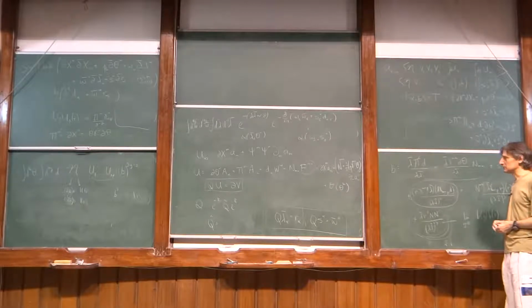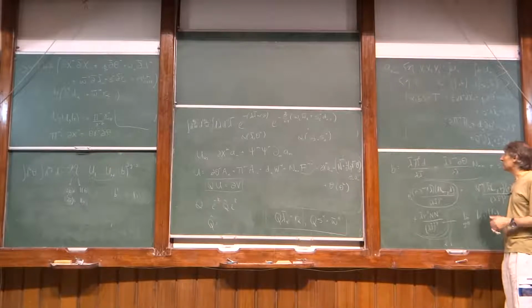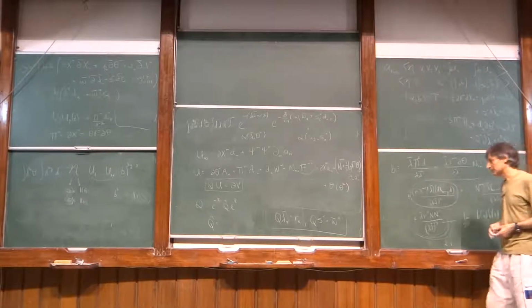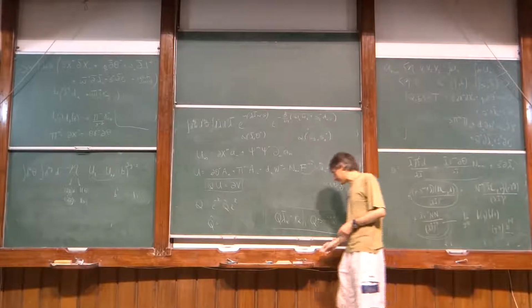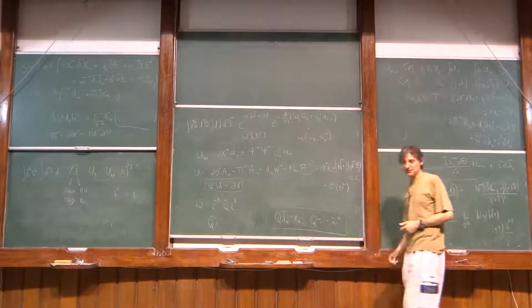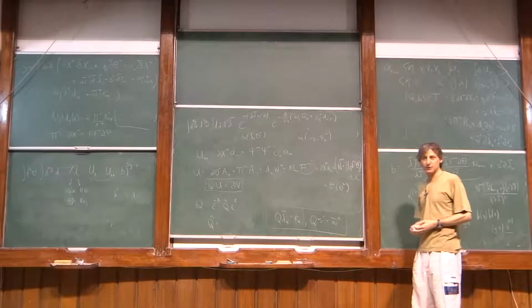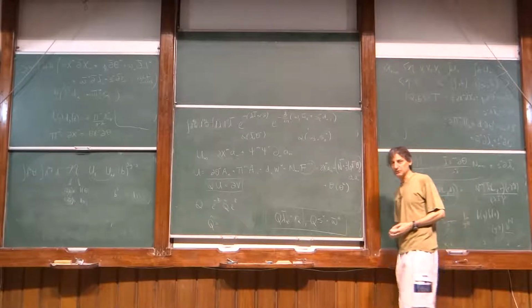But what about loops? At one loop, in RNS you have to sum over spin structures, and here you don't, and I can't prove that they're equal. So that's a mystery. Certainly if somebody figures out a way to prove that they're equal, that would be very important.